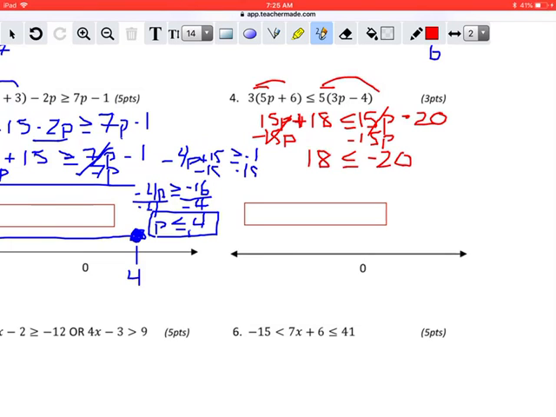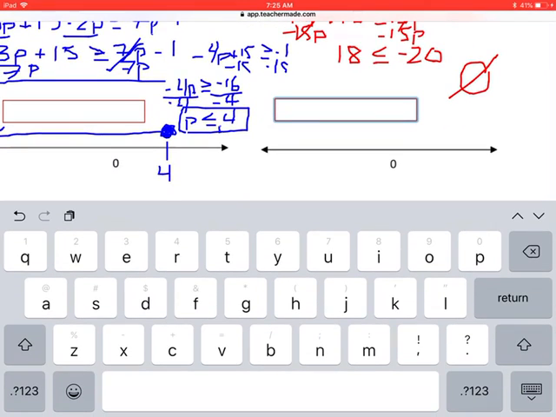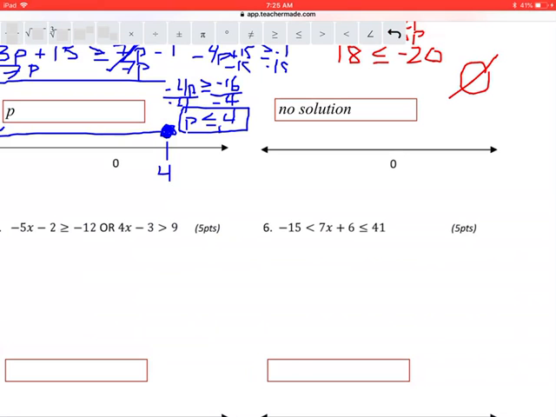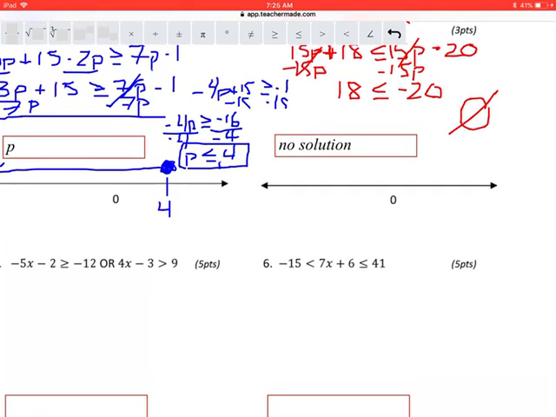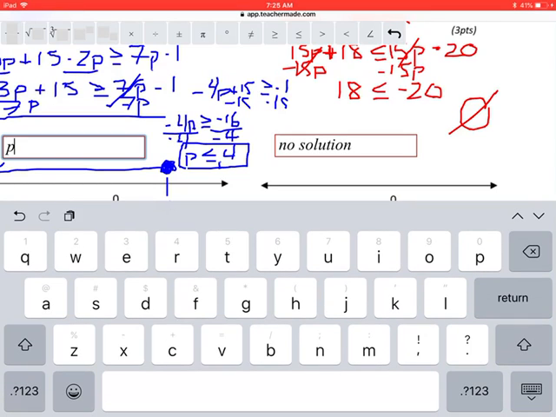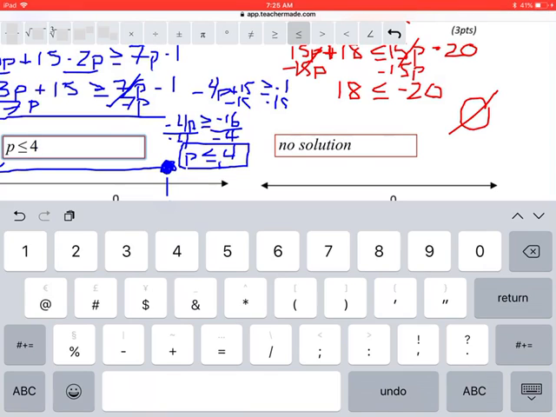Well, 18 is not less than negative 20, so that is false. And so in here, I would say no solution, or in my text box, I would say that in words, no solution. Okay, and I forgot to do the text box on the left, so let's do that. P, and then where's the text box here? Oh, there it is. So right here on the left, it's less than or equal to, and then 4. All right.